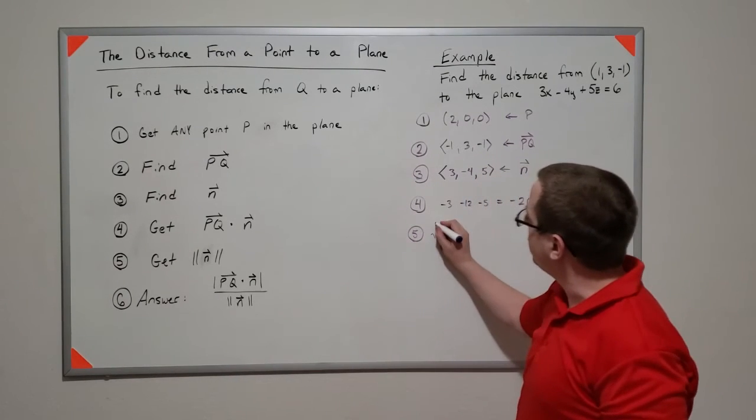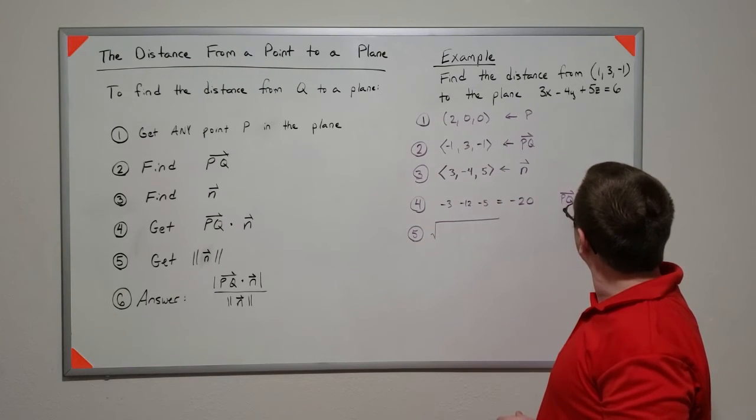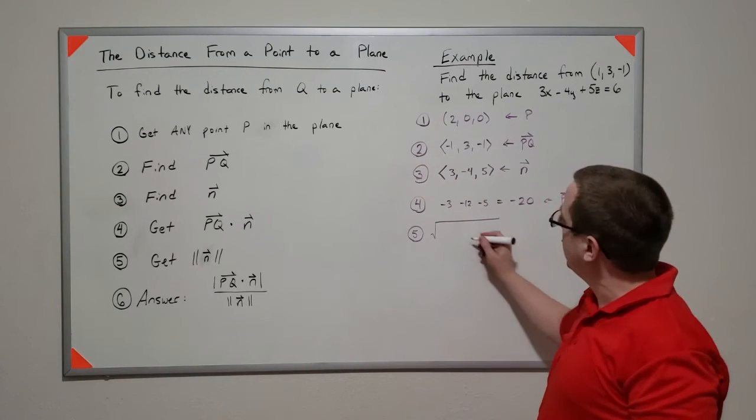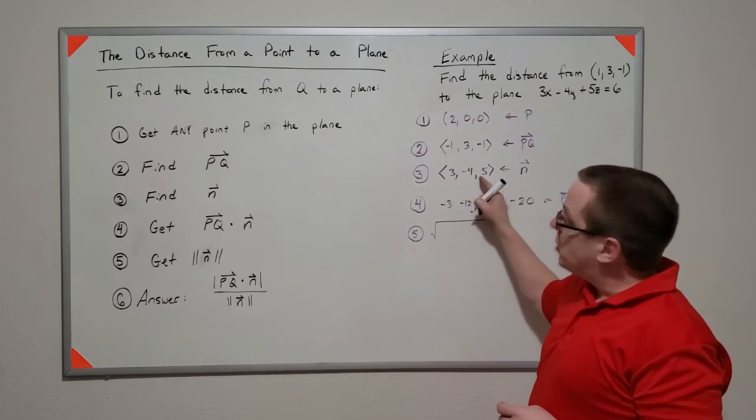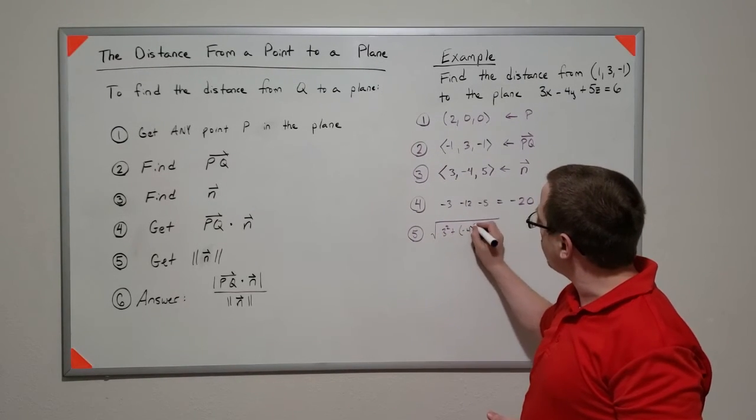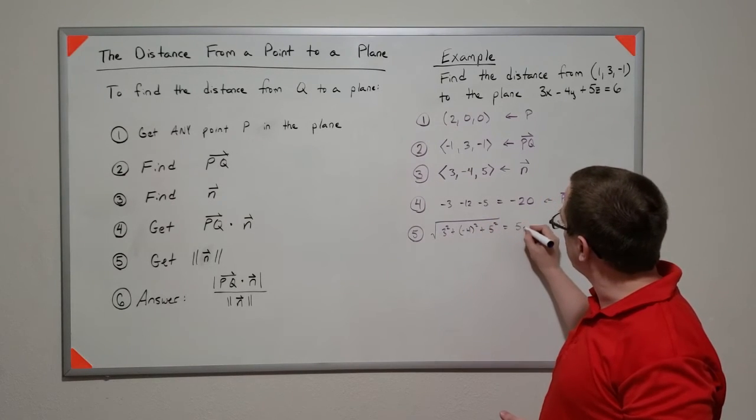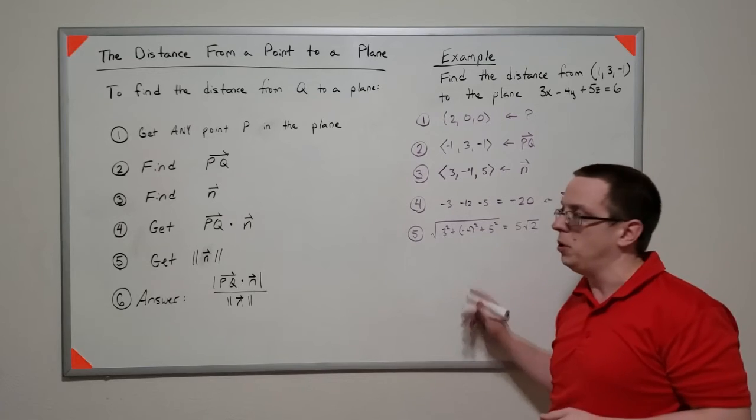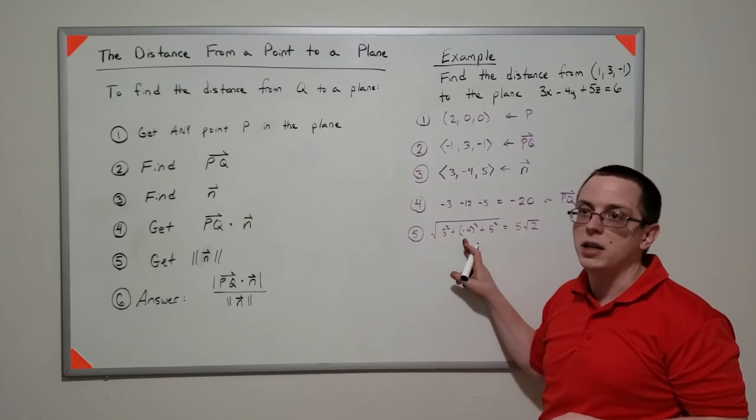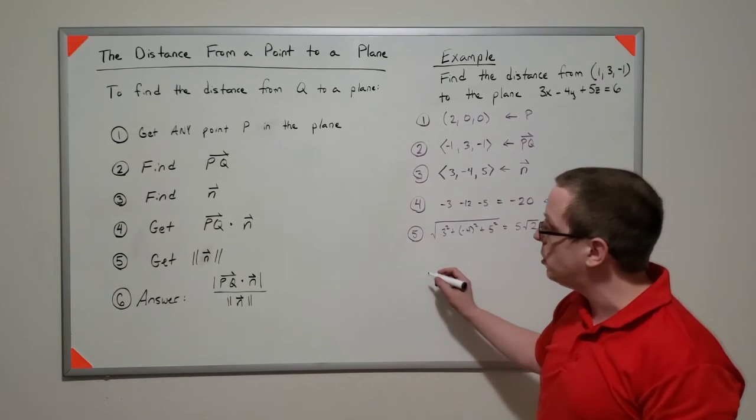And to find the magnitude of n, we square each one and sum them up. So 3 squared plus negative 4 squared plus 5 squared. It's 9 plus 16 is 25, plus 25 is 50, which gets us 5 root 2.